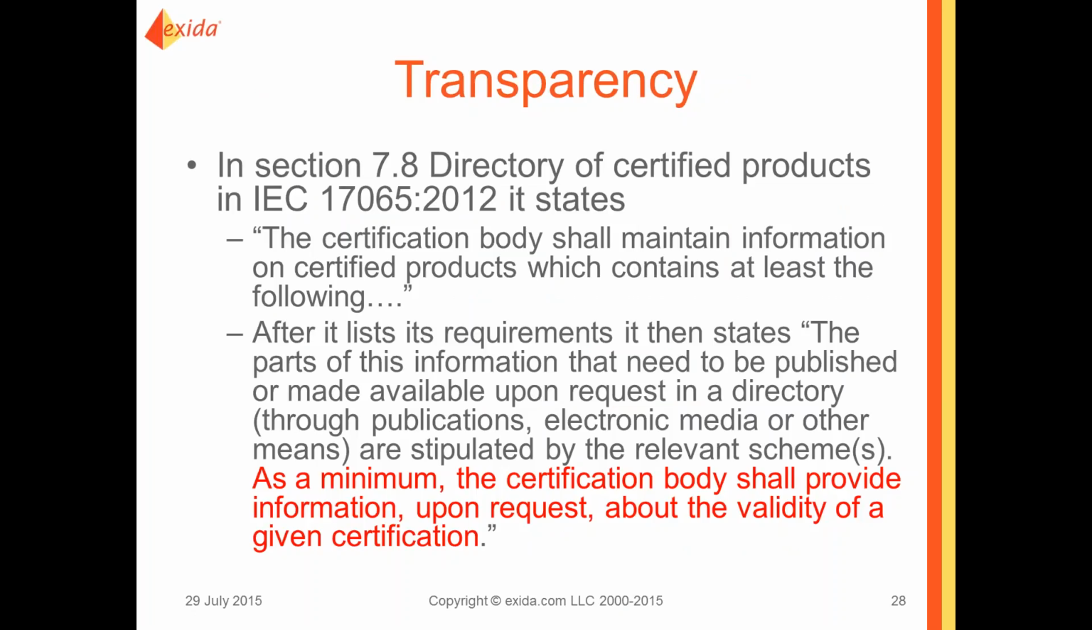And in 17065, it states that as a minimum, the certification body shall provide information upon request about the validity of a given certification. Now you could say, well, they just need to answer whether it's valid or not, but if we want transparency and we realize we're using these in the most critical systems in a plant, some justification as to why the equipment manufacturer's process and the failure rates are valid is a reasonable expectation.